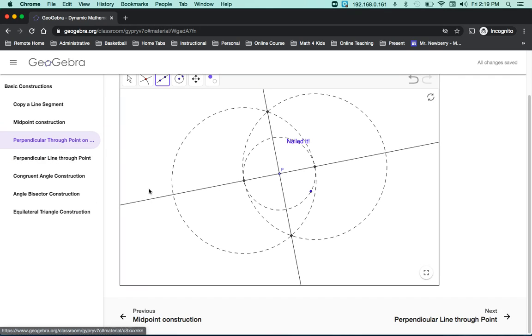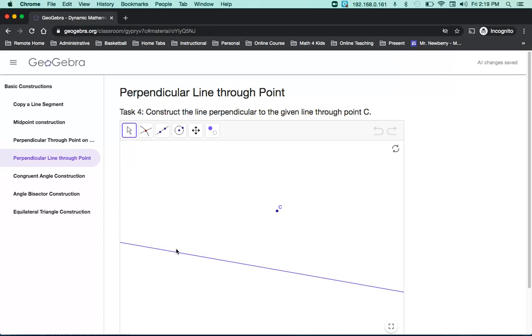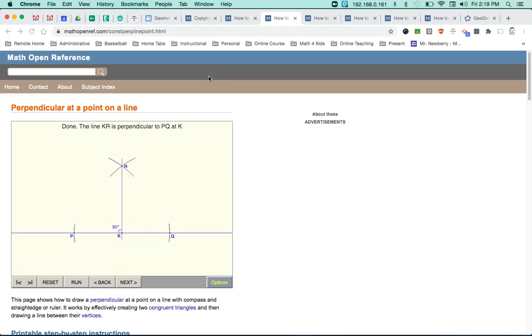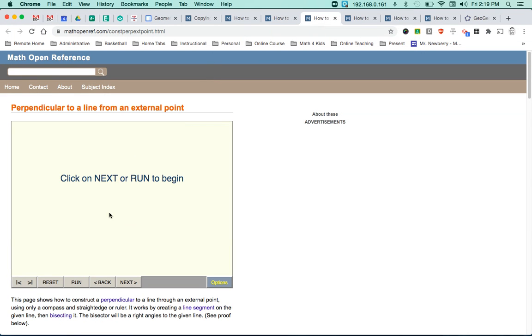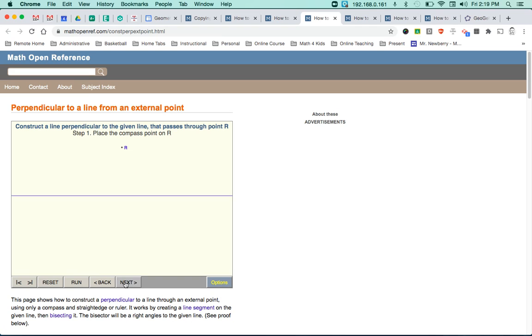All right, 4 more. Perpendicular line through a point. I'm going to go ahead and click next so we're at that next one. But now you see we're doing a perpendicular line, but it's got to go through a point on the outside. Okay, real world here. So we're given a line and point R is above it.